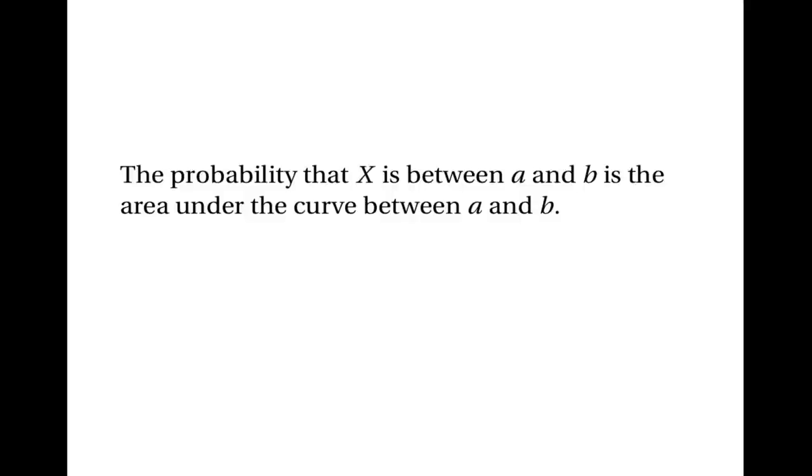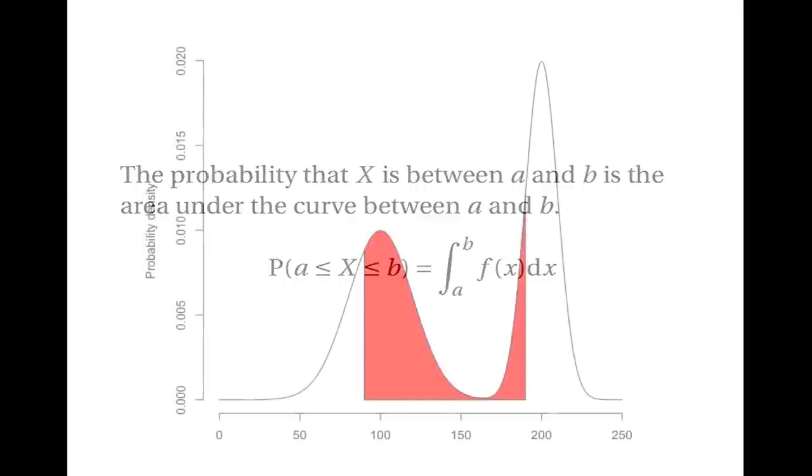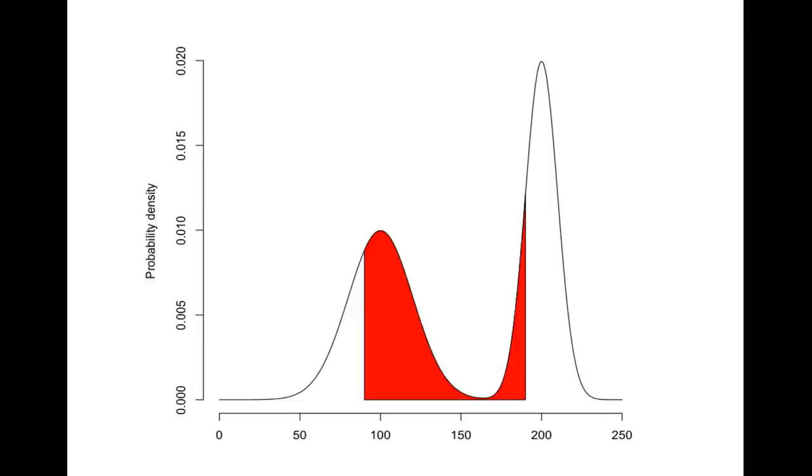Now you must be aware that the way to find areas under curves is to do some integration. So it won't surprise you to hear that the probability that x is between a and b can be calculated by evaluating the integral of the probability density function with limits a and b. For example, if we wanted to know the probability of getting an alien whose height is between 90 centimetres and 190 centimetres, we'd have to find this area. And we'd do that by integrating the probability density function with limits 90 and 190.